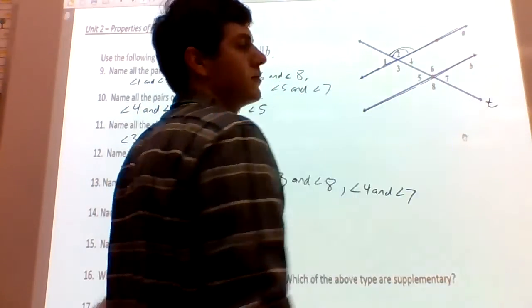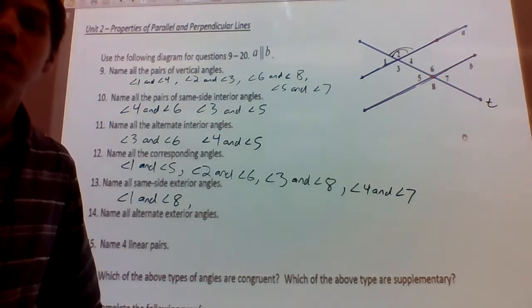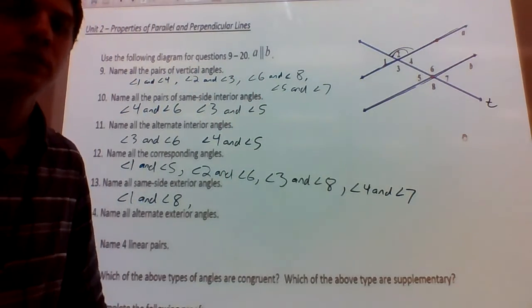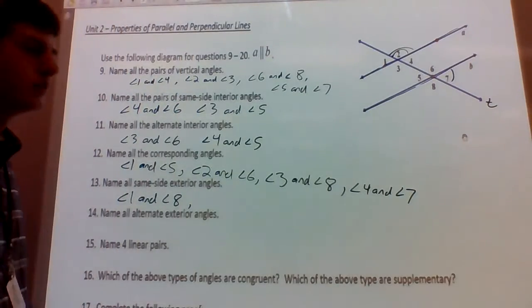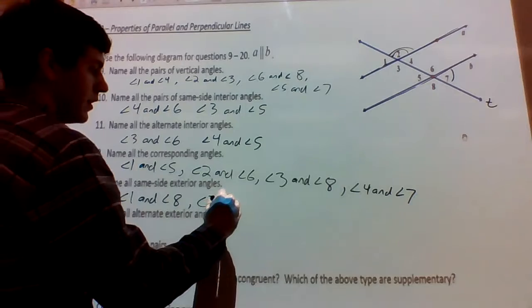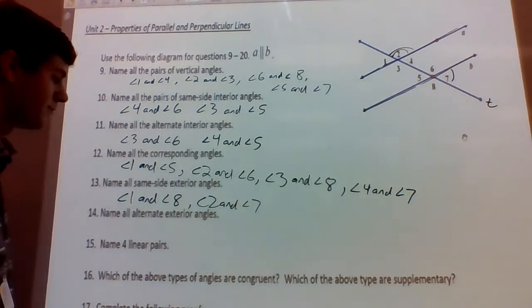And then we have angle 2, which is exterior. What is the other exterior angle that's on the same side of the transversal? It's going to be angle 7. So angle 2 and angle 7.